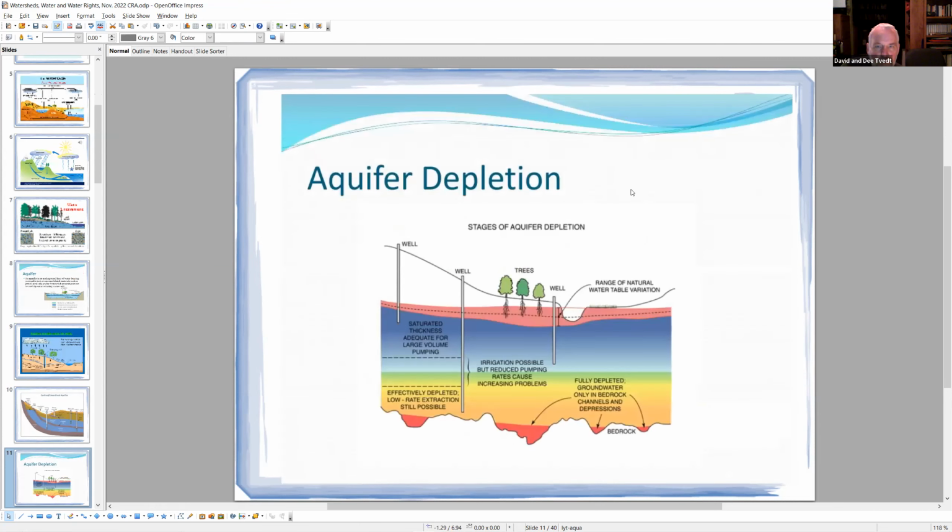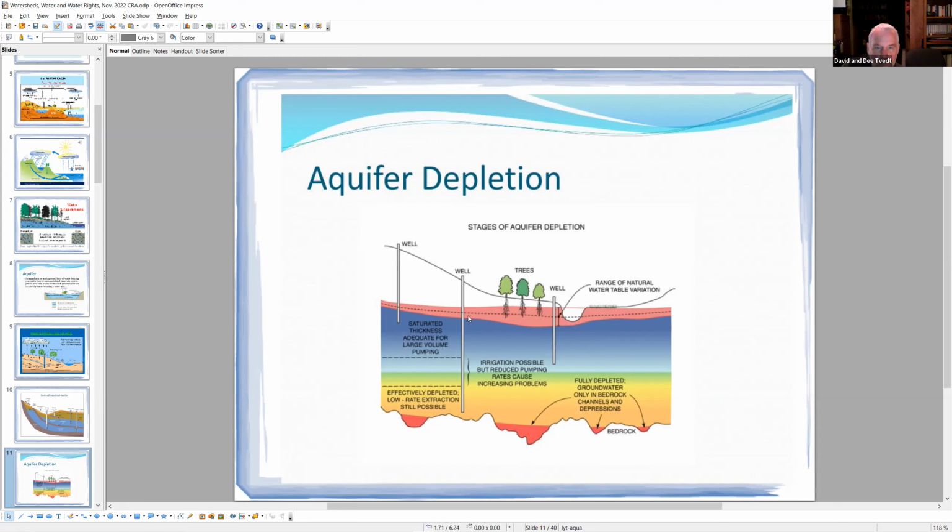And aquifers get depleted. A number of the world's aquifers are being depleted by drought and then over pumping for irrigation water and so forth. Like the Ogallala aquifer in Nebraska and the Great Plains is a very large aquifer that has been progressively getting depleted over time.